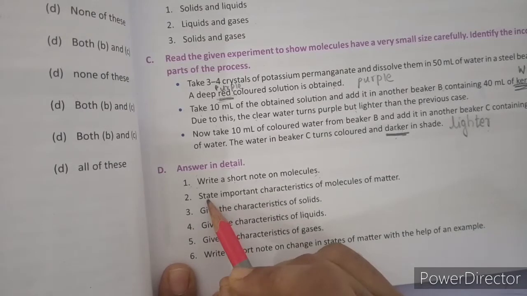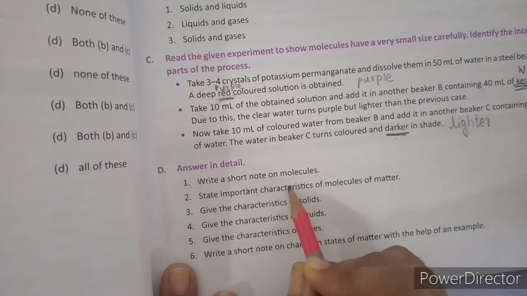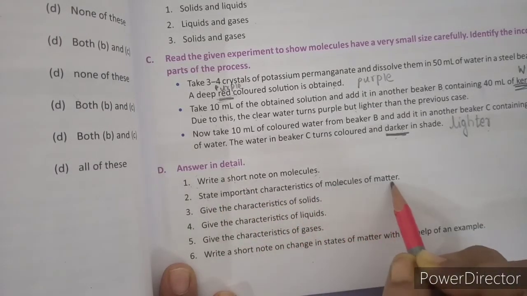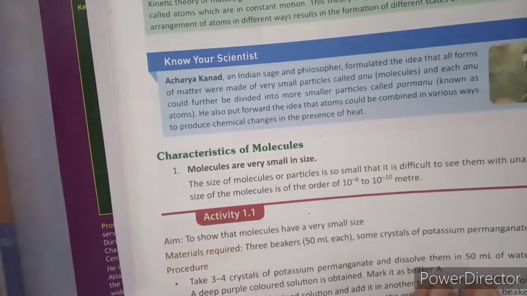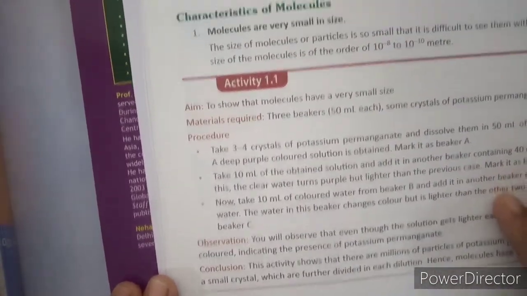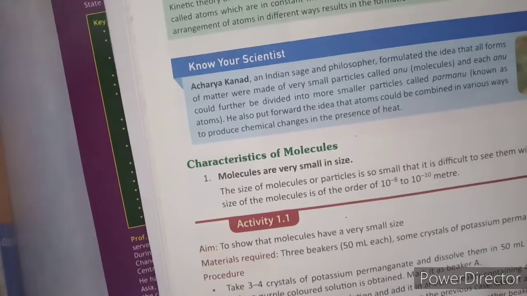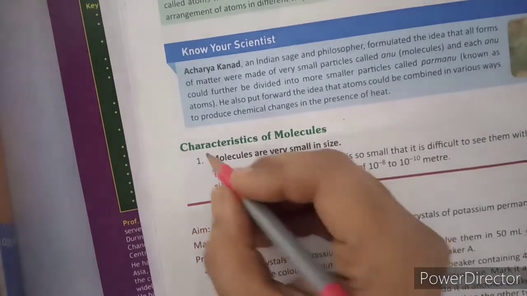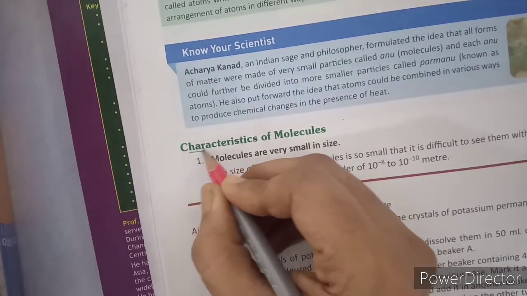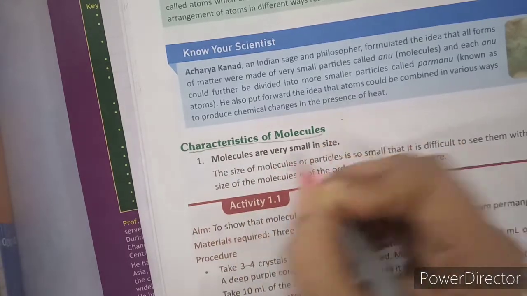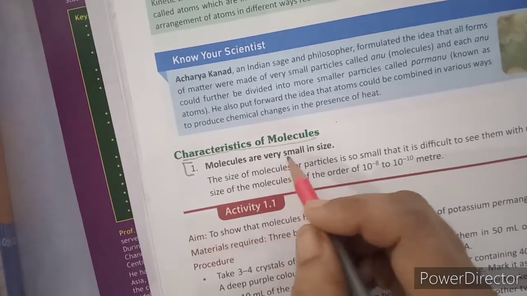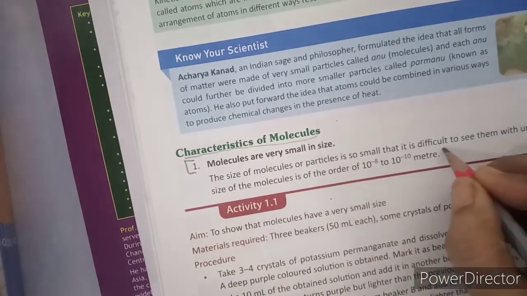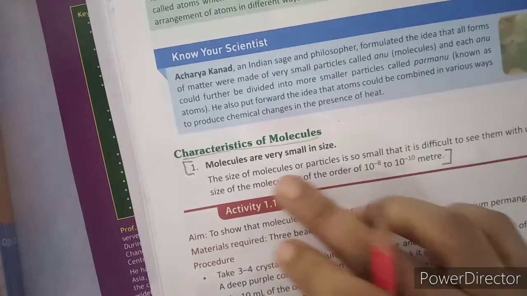Now second question, state important characteristics of molecules of matter. For answer number 2, you can again go to page number 2 and you have been given the characteristics of molecules. So you have to write the characteristics of molecules. Your first point is molecules are very small in size. Up to this you have to write.